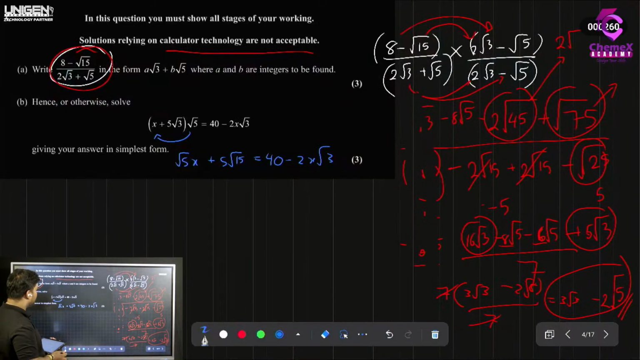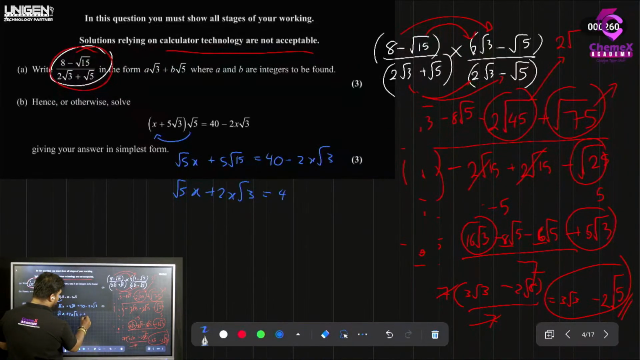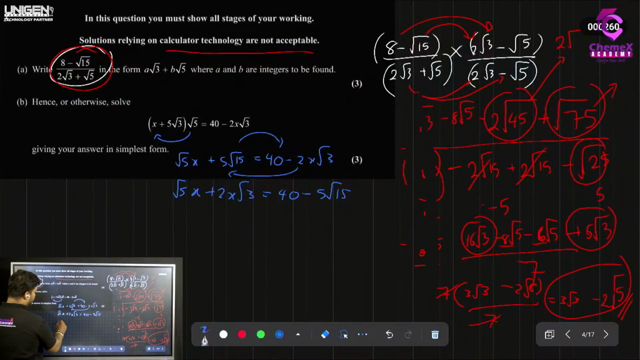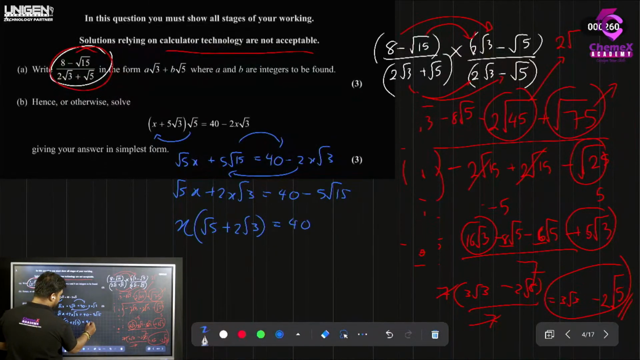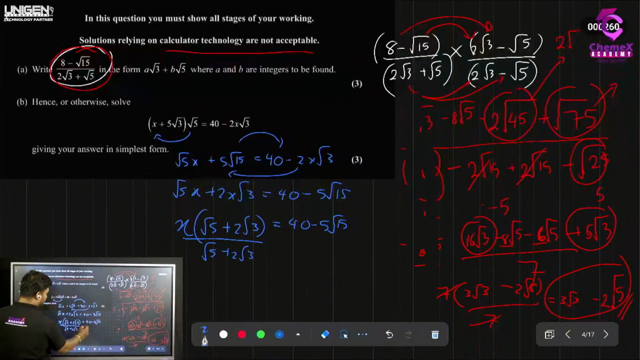So take x terms to one side. So root 5 x plus 2x root 3 equals 40 minus 5 root 15. I just took this to this side and this to this side. So then from here I can take the x out. x times root 5 plus 2 root 3 equals 40 minus 5 root 15. Okay. So you can divide both sides by root 5 plus 2 root 3.